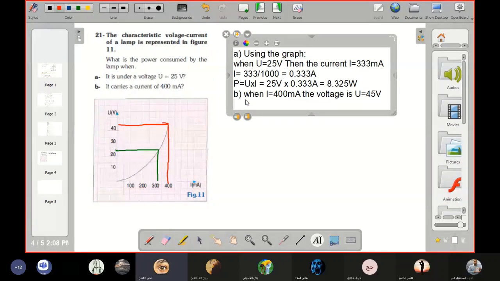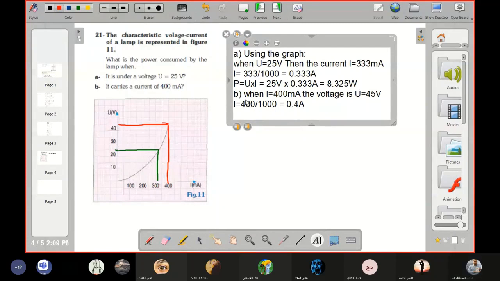Are you still with us? What do you do with the current? We convert it to ampere. How do you do it? You divide by 1000, which is equal to 0.4 amperes. Now we calculate the power. Continue, Ali.